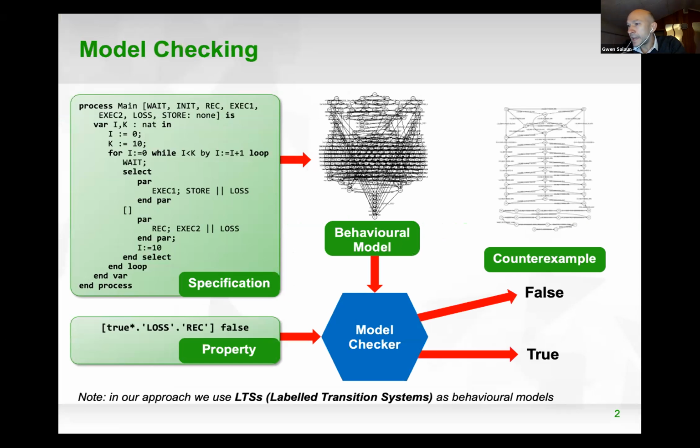Model checking aims at verifying that a model satisfies a temporal property. We use labeled transition systems, LTS, as behavioral models in this approach. LTSs can be obtained from a higher-level specification language, as shown on this slide. If the property is not verified, the model checker returns a counterexample, which is a sequence of actions leading to a state where the property is not satisfied.